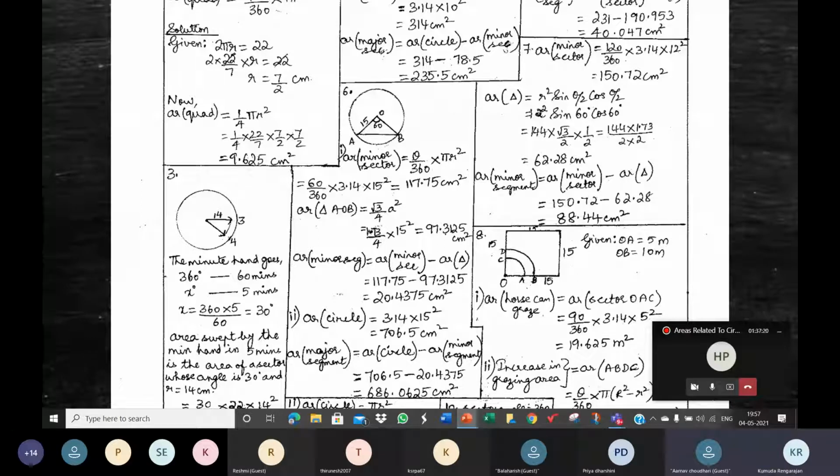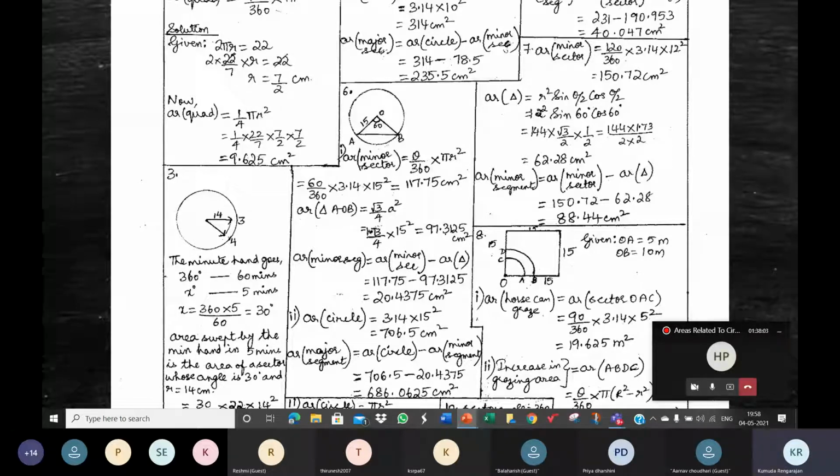So let me read it. A chord of a circle of radius 12 centimeters subtends an angle of 120 degrees at the center. So you need to draw a circle and show a chord. This chord will be still higher, a little above this, only then the angle can be 120 degrees at the center. Find the area of the corresponding segment, that is the segment corresponding to this 120 degrees.